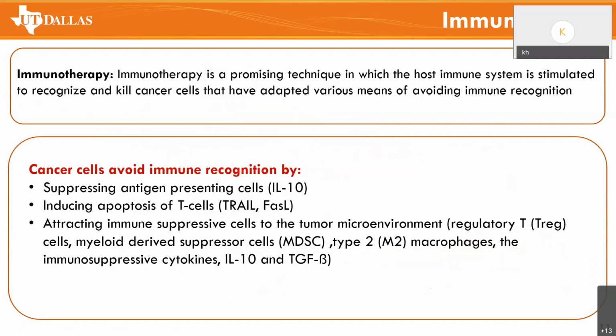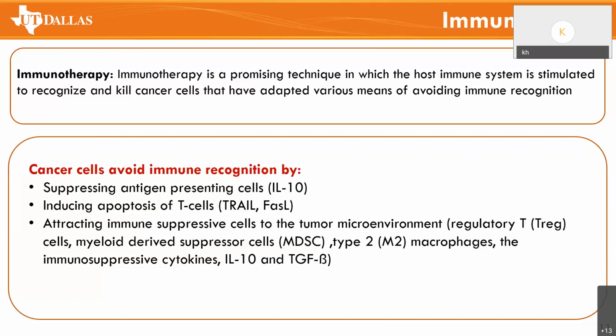Okay, so immunotherapy simply is using our own immune system to fight against cancer. However, cancer cells can evade destruction by the immune system through several mechanisms. Cancer is very smart. One way is by secreting cytokines such as interleukin-10 that suppress dendritic cell maturation. We know that mature dendritic cells capture tumor antigen and present it to the T cell for activation.